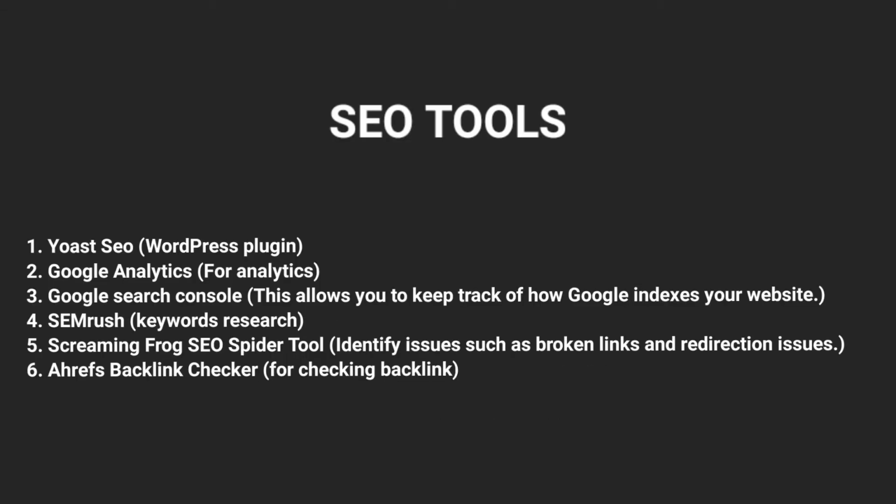So the first free digital marketing tools, which are in the SEO category, are: 1. Yoast SEO WordPress plugin. 2. Google Analytics for analytics. 3. Google Search Console. This allows you to keep track of how Google indexes your website.